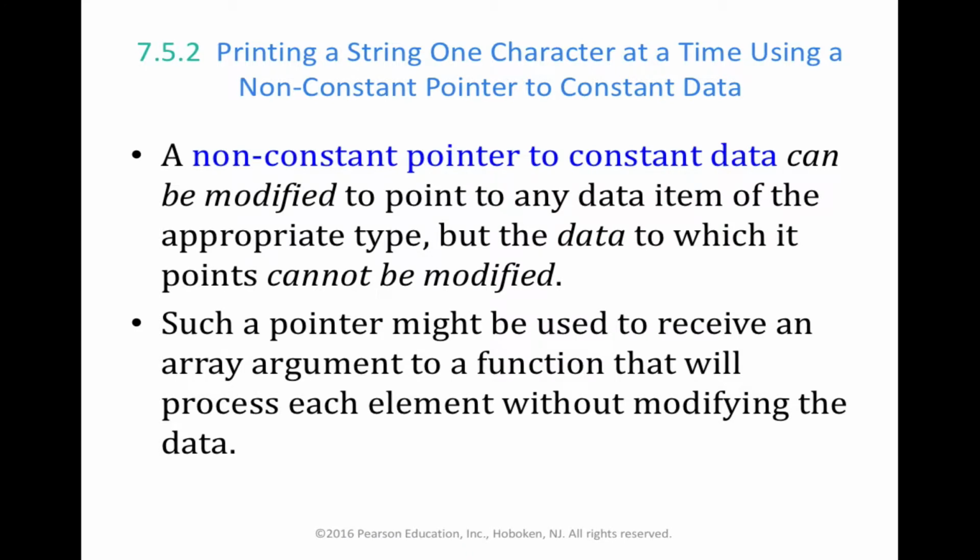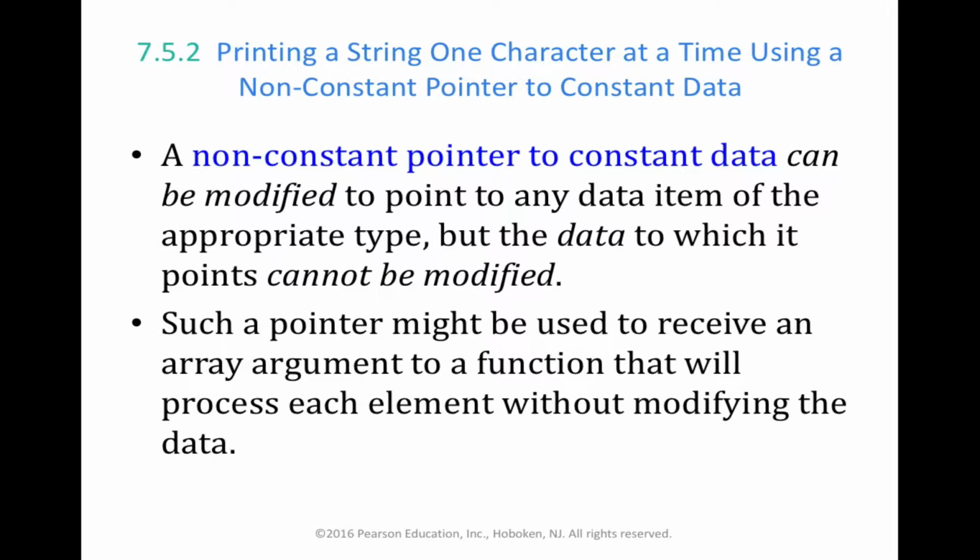We have a non-constant pointer to constant data. We can modify the pointer to point to any data item of the appropriate type, but the data to which the pointer points cannot be modified. Such a pointer might be used to receive an array argument to a function that will process each element in the array without modifying it.